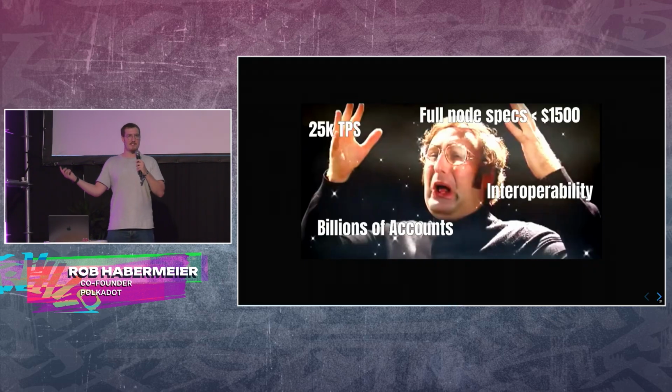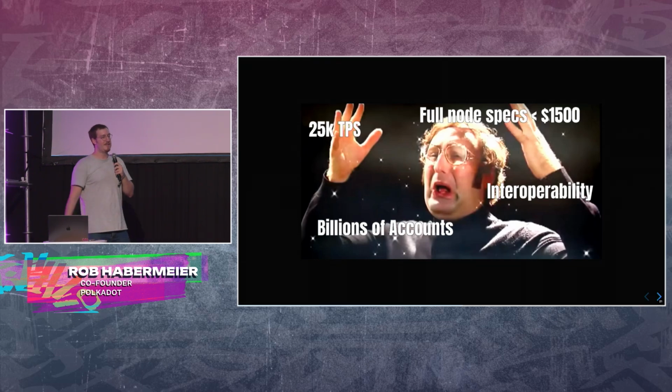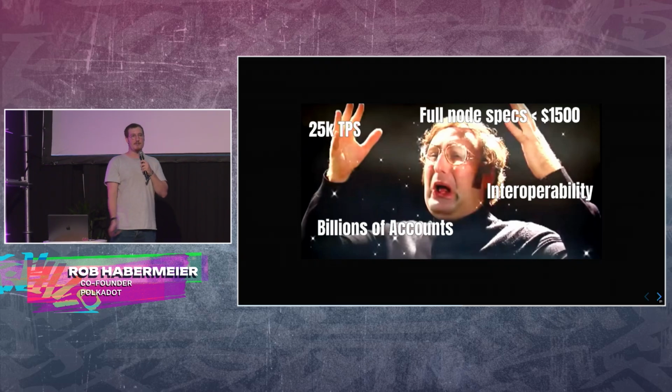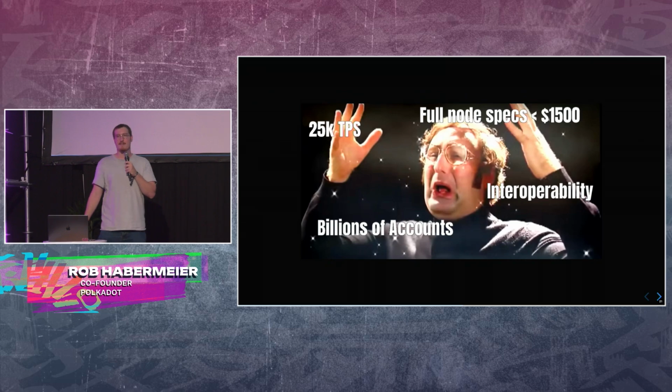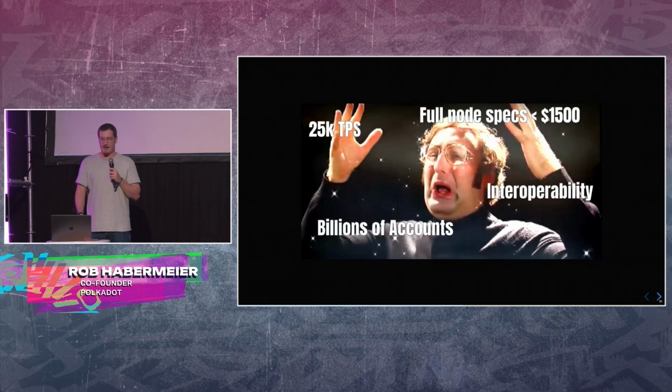All of these things are possible. You can have 25,000 transactions per second. You can have a full node whose hardware costs less than $1,500. You can support billions of accounts, and you can have interoperability. You can have all these things. You don't have to sacrifice them. You don't.